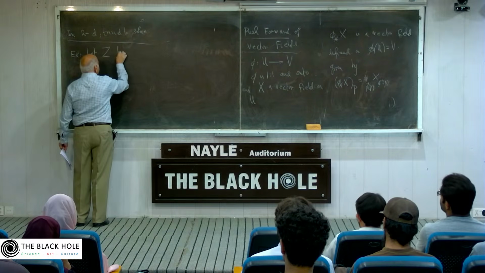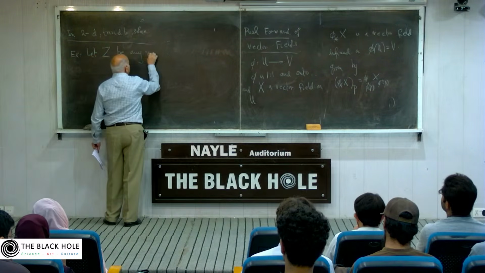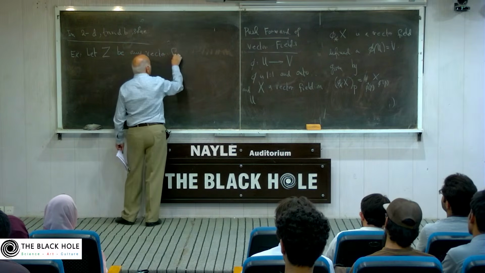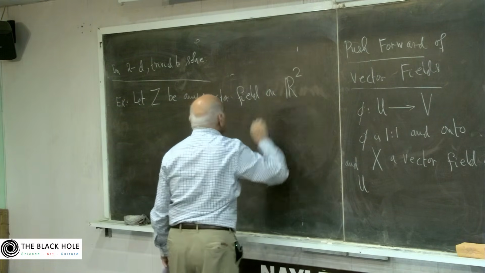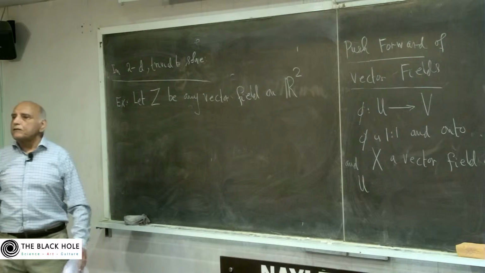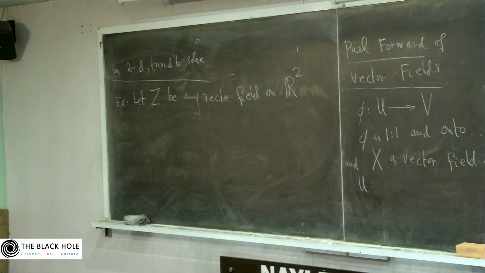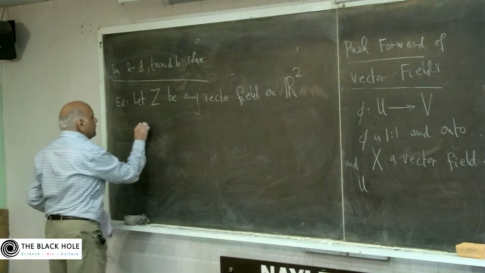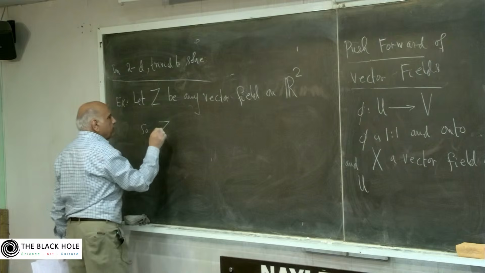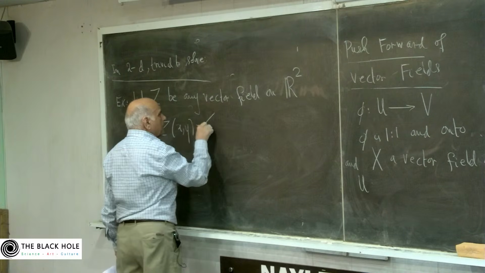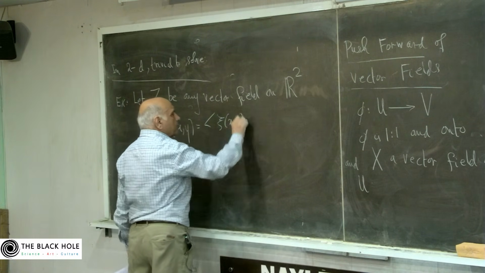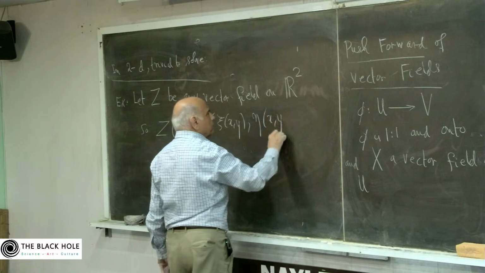Let Z be any vector field on R2. I can look at it in two ways, as a differential operator or as functions. Every function defines a differential operator. So let's look at it as functions. Z of (x,y) is (xi(x,y), eta(x,y)).